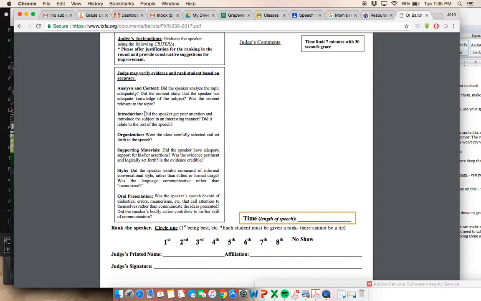In here, this will talk about the introduction. So does it get your attention? Do you feel like it connects to the speech? Is it an organized speech, right? Does it flow? Does it make sense? Are you getting it?